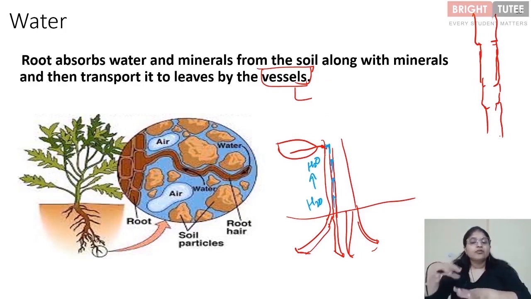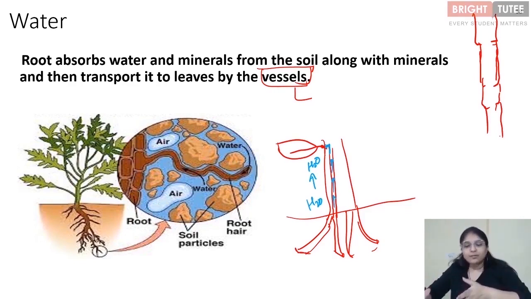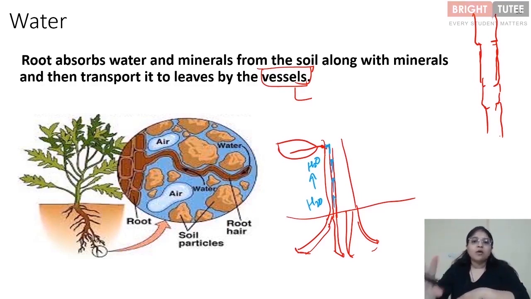About this we are going to study in detail in your coming chapters in this particular class, where we will talk about transportation in plants, and you will see what the name of this particular system is and how it conducts water from the root towards the leaf. For now, it's important for you to understand that these structures form a continuous pipe-like structure, and they help in the transportation of water from the root to the leaves, and they are called the vessels, right?